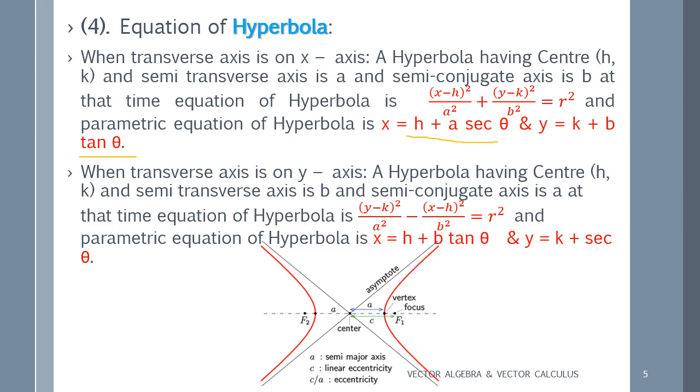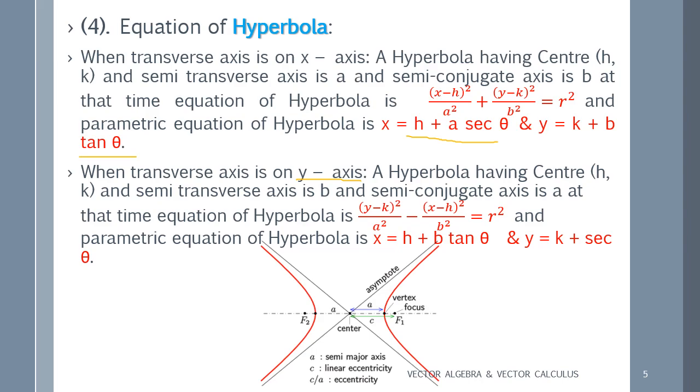And for the y axis, with the same equation, but there is going to be some change: y minus k whole square upon a square minus x minus h whole square upon b square equals r square.